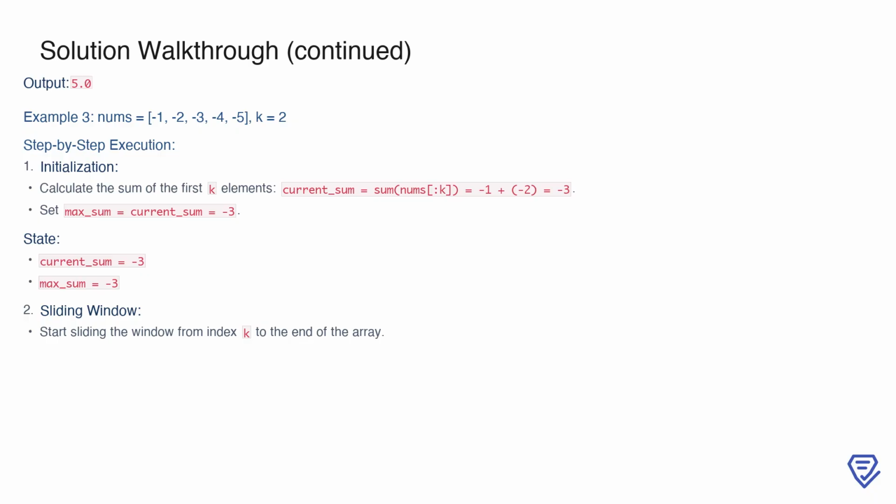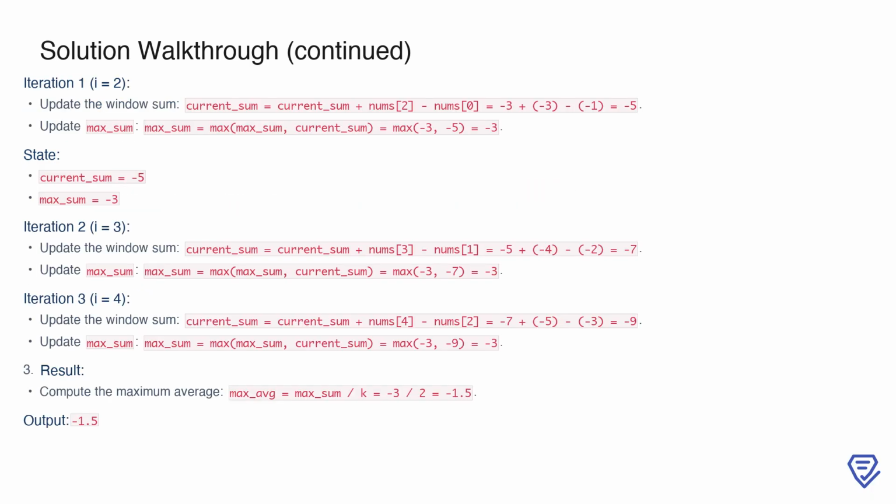Finally, let's analyze a case where the array contains negative numbers, specifically, -1, -2, -3, -4, -5, and k is equal to 2. Here, we calculate the sum of the first k elements, which gives current_sum equals -1 plus -2 equals -3. This initial sum also becomes our max_sum. With this setup, we begin sliding the window to calculate the sums for subsequent subarrays of size k.